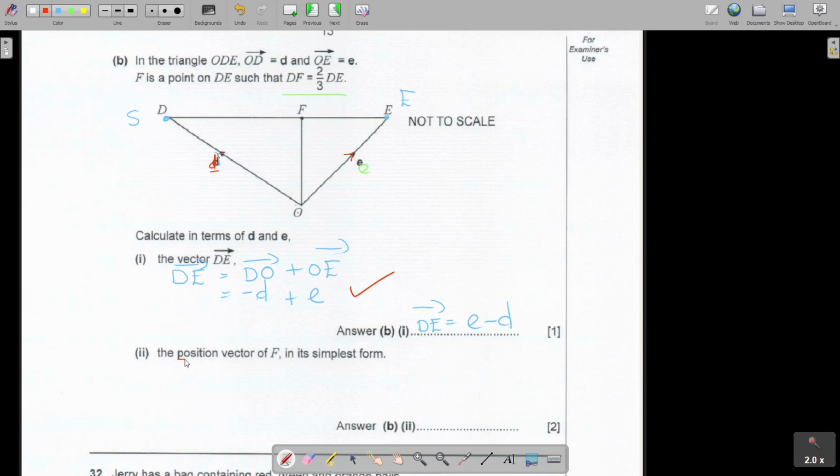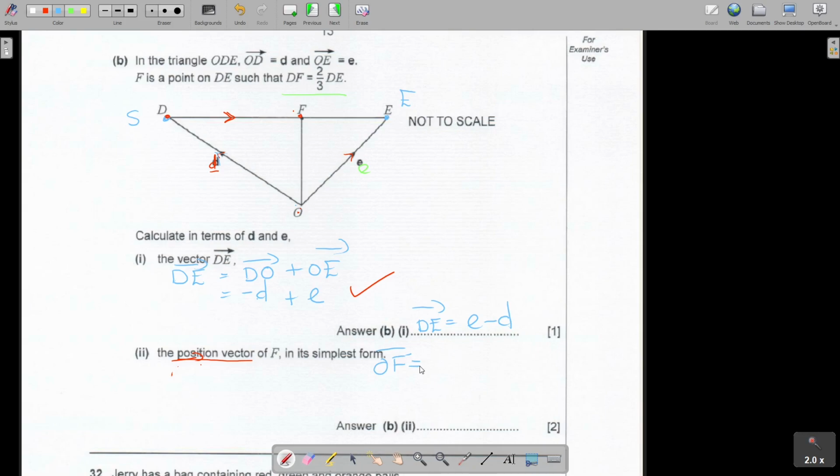Now, the next one, position vectors. What are position vectors? They're vectors that start from O. So that means OF. They want OF. Now, if I want OF, I must first find DF, because I want OF. I must basically first find this DF. Now let's start. I will now come, this is OF. I'll show you where. I will now go and get OF.